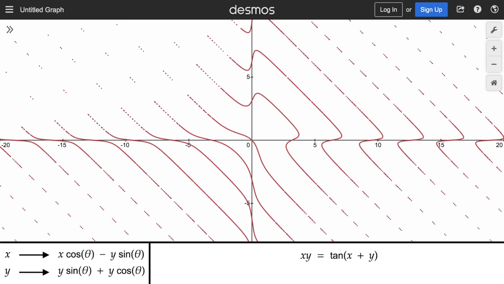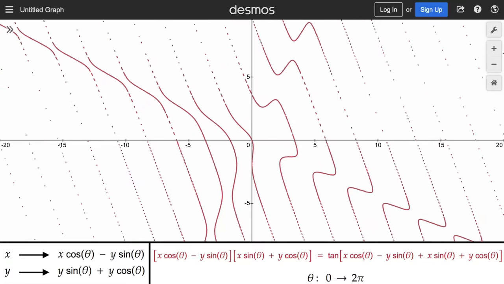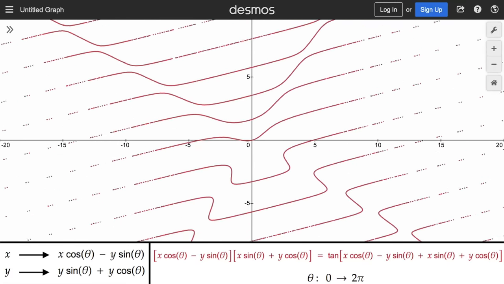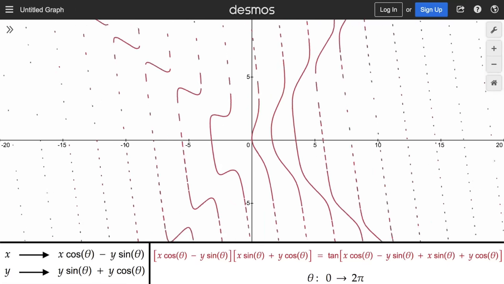And what about something really crazy, like xy equals tan of (x plus y)? Look at this thing. Well, here goes nothing. Replace the x's with x cos theta minus y sine theta. Replace the y's with x sine theta plus y cos theta. Now spin. My god, it's perfect! Wow.